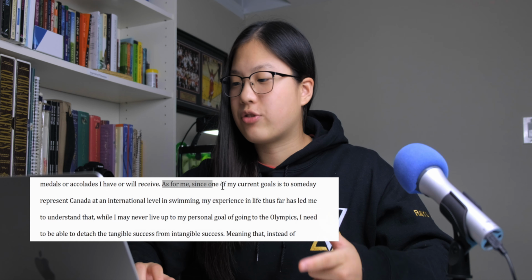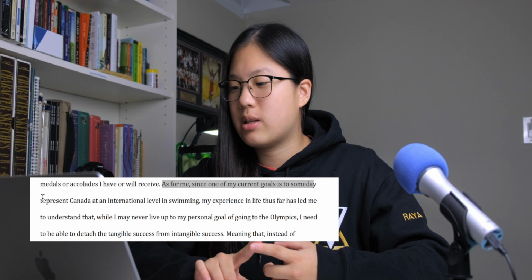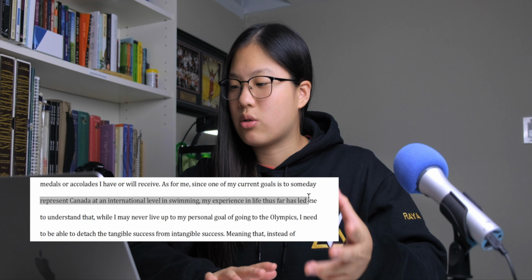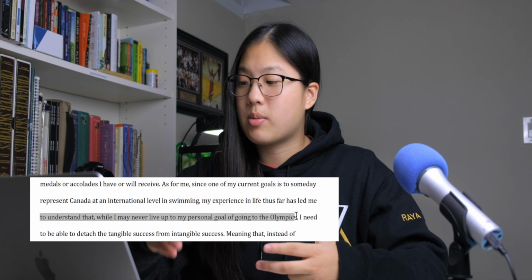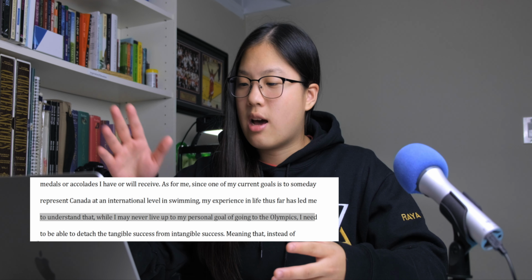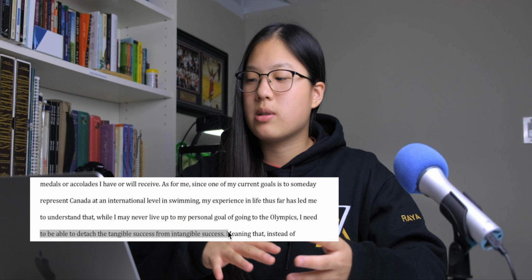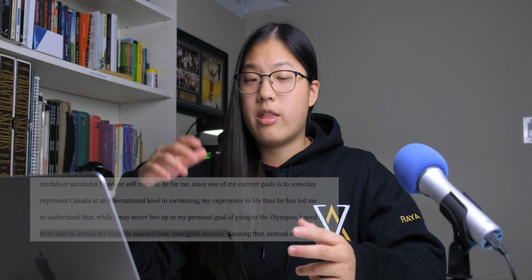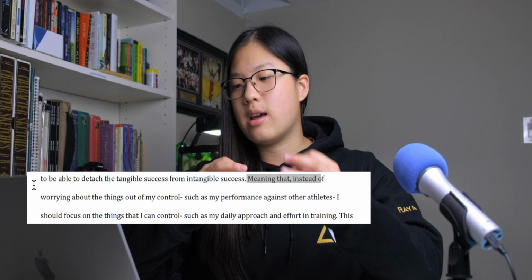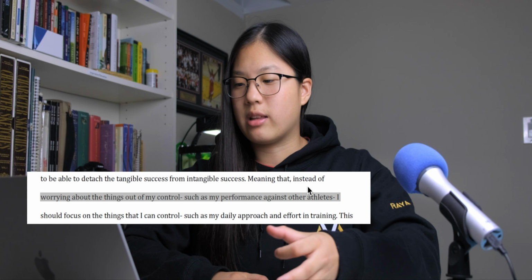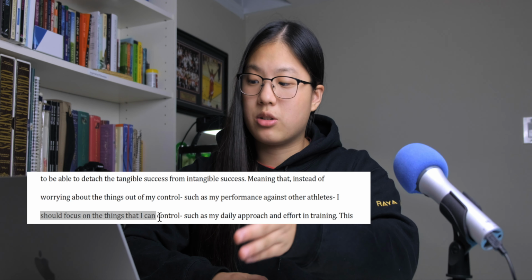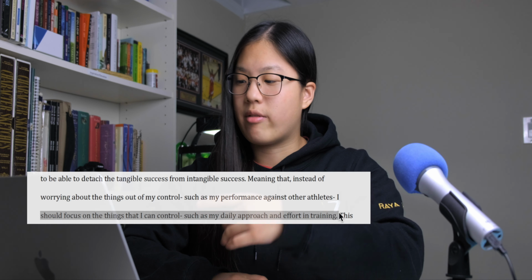So for myself, I included that right here in this segment. As for me, since one of my current goals is to someday represent Canada at an international level in swimming, my experience in life thus far has led me to understand that while I may never live up to my personal goal of going to the Olympics, I need to be able to detach the tangible success from intangible success. And then I follow that negative up with a positive, which is something I learned. Meaning that instead of worrying about the things out of my control, such as my performance against other athletes, I should focus on the things that I can control, such as my daily approach and effort in training.